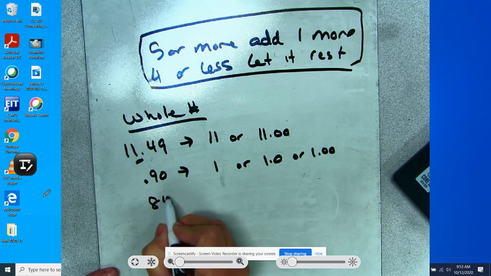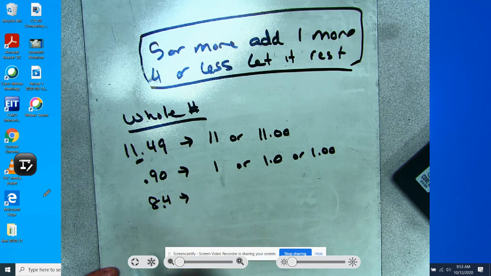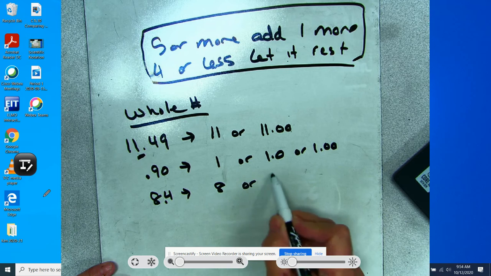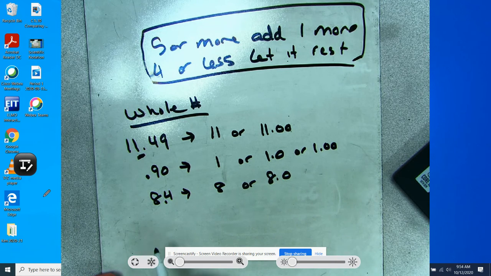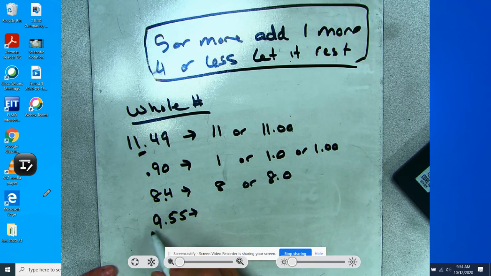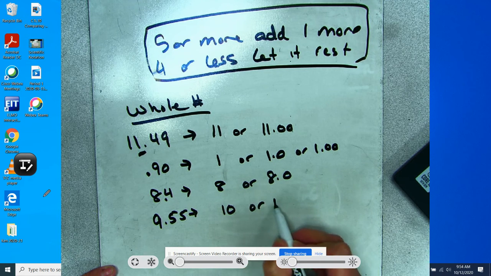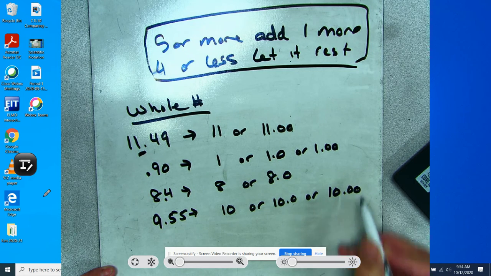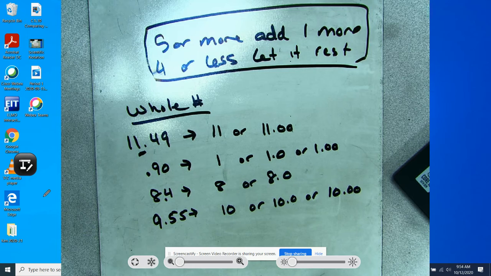If we had 8.4 and rounded to the nearest whole number, the 4 is 4 or less. We're going to let the 8 rest. This would be 8 or 8.0. If we had 9.55 and we're asked to round, now that 5 is 5 or more. We'll add 1 more to the number to the left. That would make this 10 or 10.0 or 10.00, however many zeros you want to put. So this would be rounding to the nearest whole number.